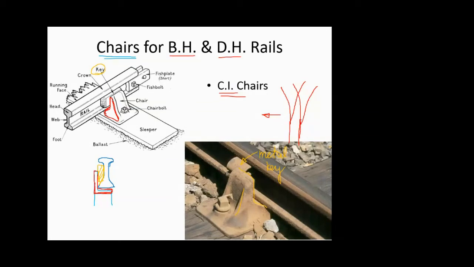Where a train takes a turn left or right, it exerts a lot of lateral force as compared to the straight section. So at these sections, generally to resist the lateral forces, the chair assembly is best suited because it has a straight face. It will resist this lateral force or push. Okay, so that will keep your rail in position.